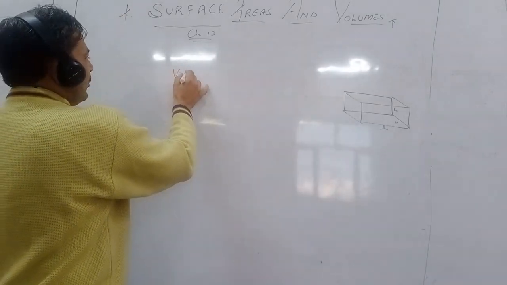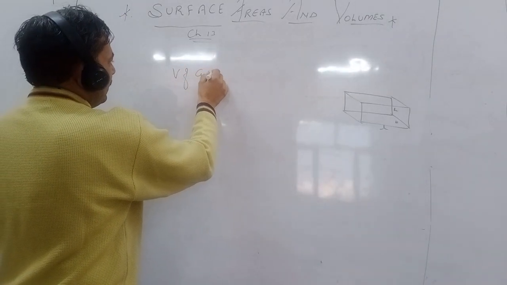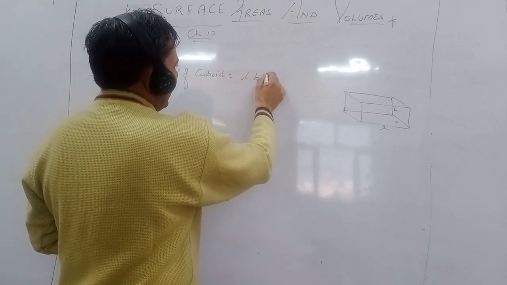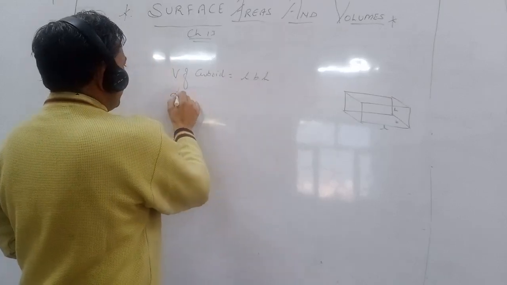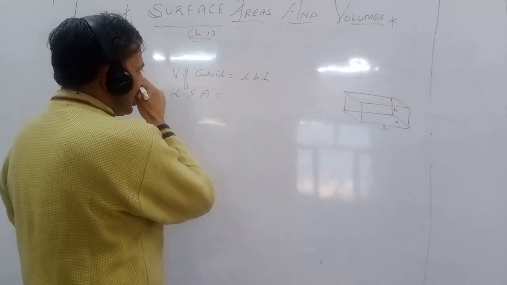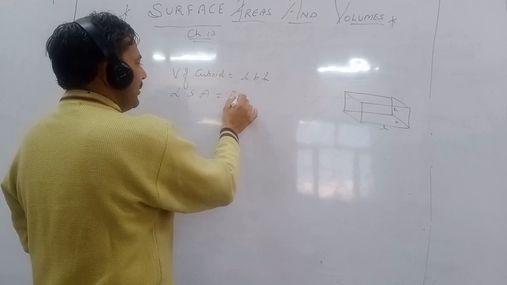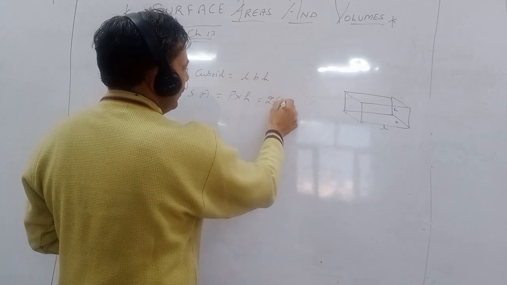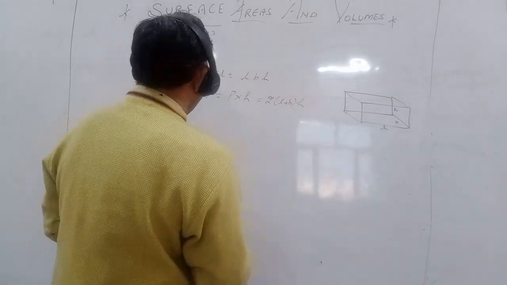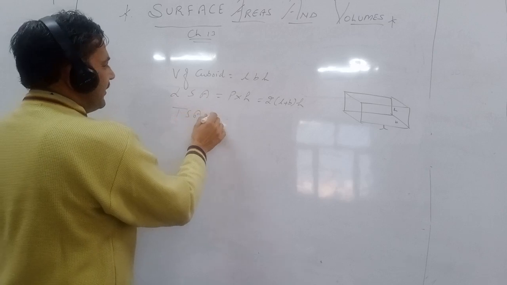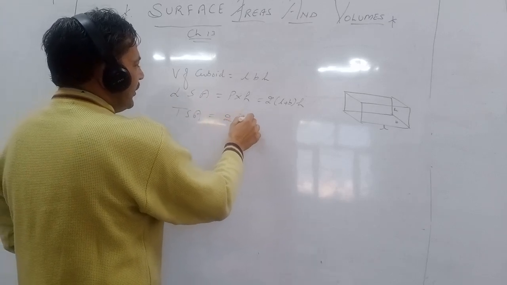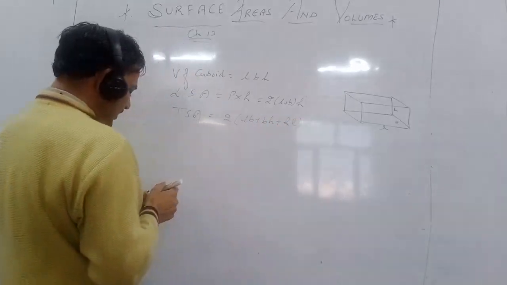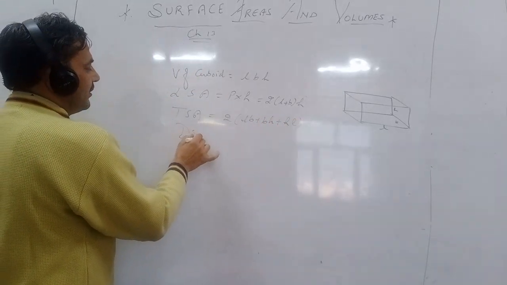So the volume of the cuboid, what is it, dear? Length, breadth, and height. Lateral surface area of a cuboid is perimeter into height, or you can say 2 into (length plus breadth) into height. Total surface area is 2 into (LB plus BH plus HL). Is it clear? Now the diagonal.